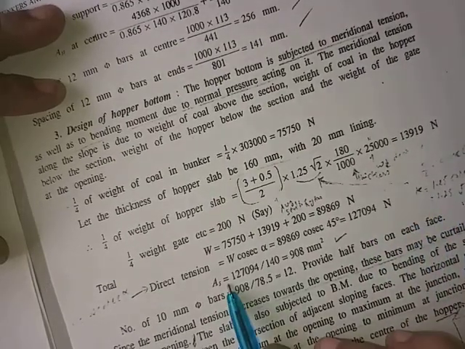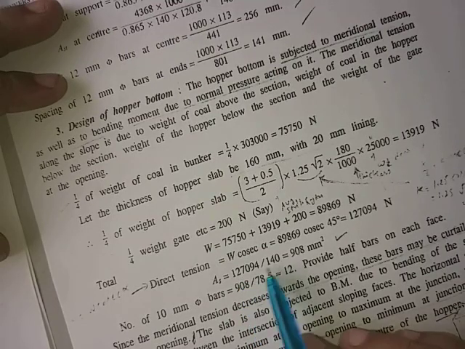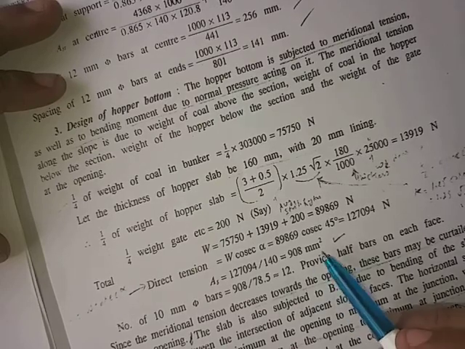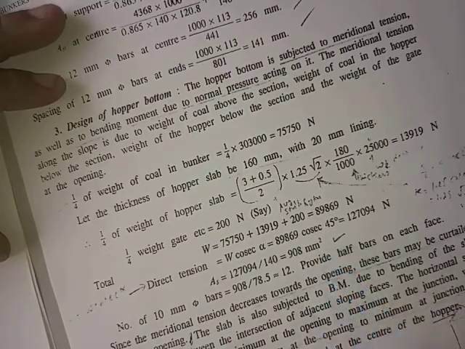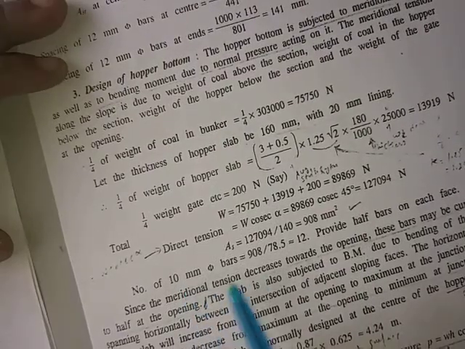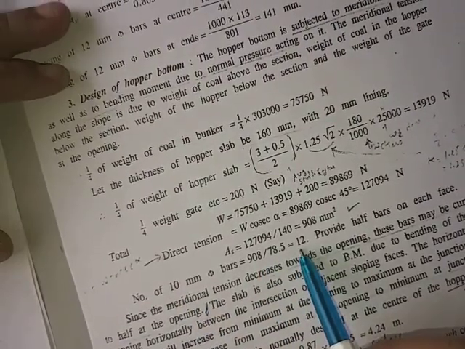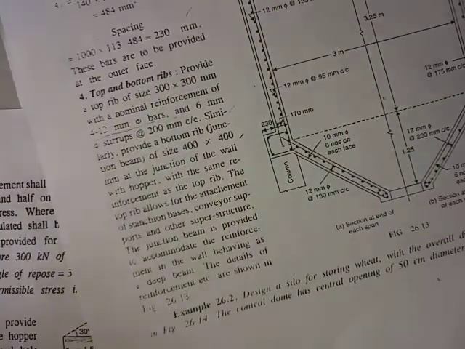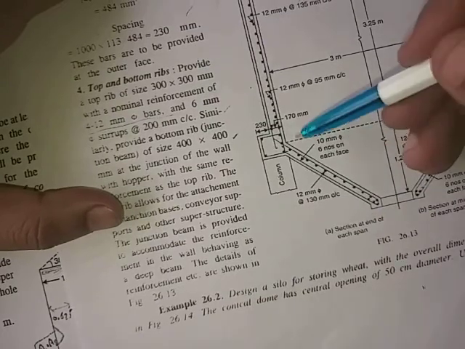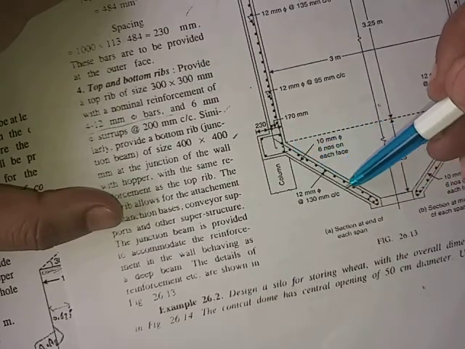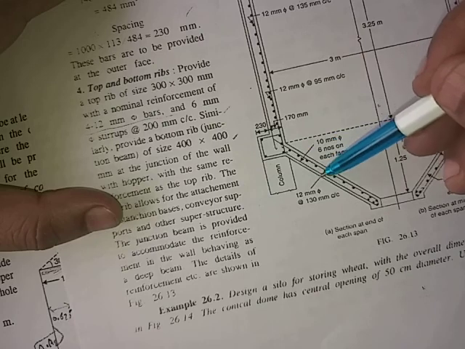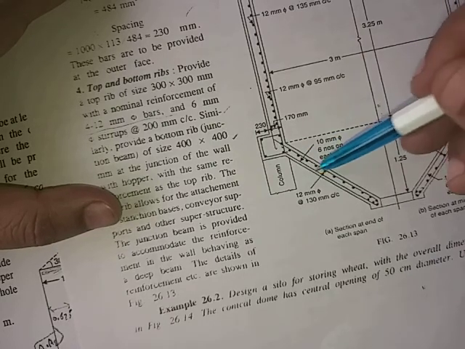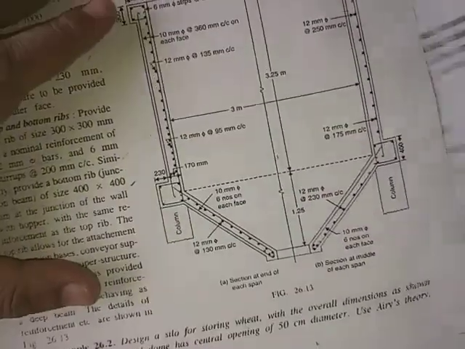The steel can be calculated. Ast is equal to the force divided by sigma st, which is the permissible stress, 140 in this case. So it gives me a steel area of 908 mm square. Using 10 mm diameter bars, the number of bars can be calculated. I have calculated 12 bars which can be provided on both the faces in the hopper bottom. These bars are continuous from here. So we provide 6 bars of 10 mm diameter on each face.